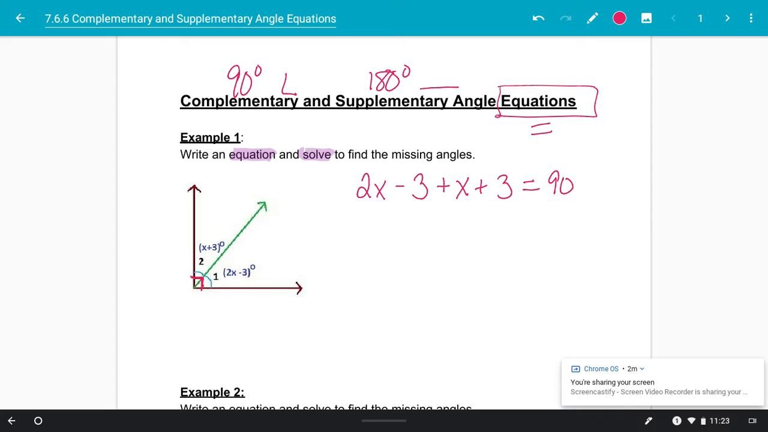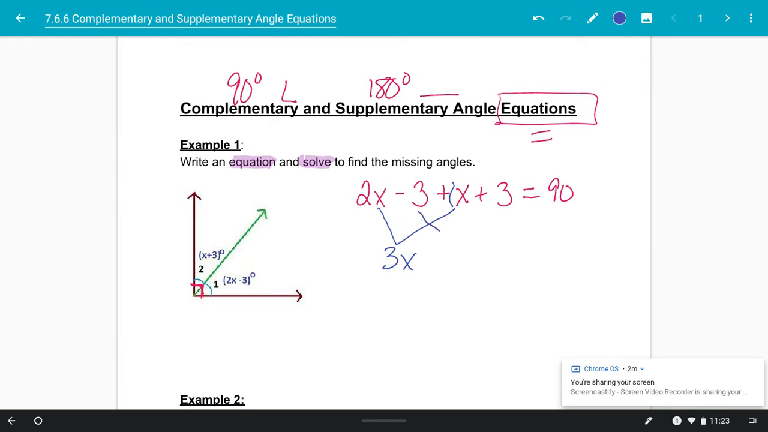We have to combine like terms here first. So I'm going to combine my 2x and my x, so that's 2x plus 1x, giving us 3x. And then we have a negative 3 plus 3, that's really plus 0. But do we have to write plus 0? Is that going to change our value? It's not, so we don't have to write that. And then we're going to bring down that this is equal to 90.